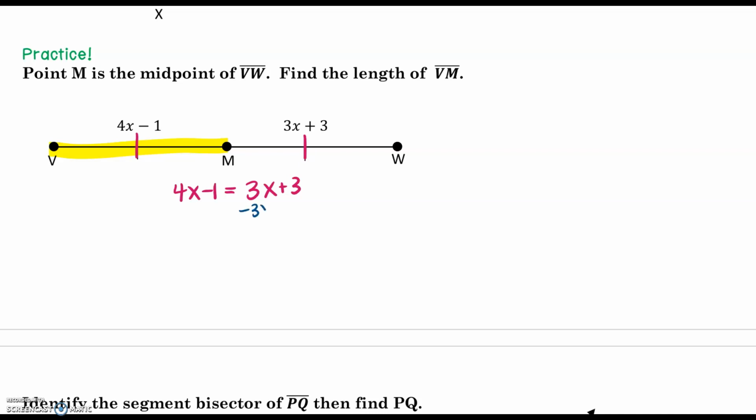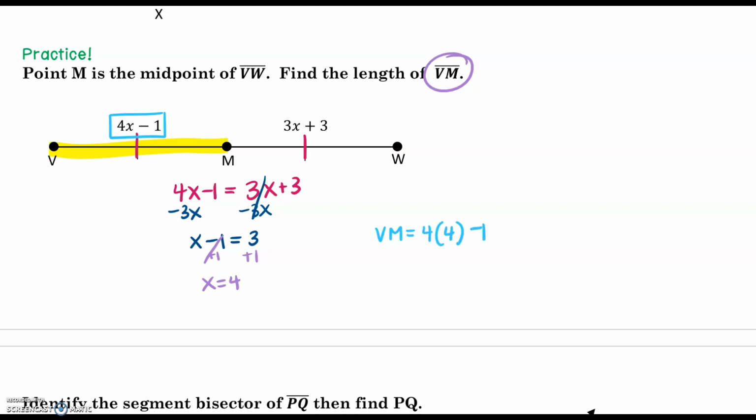We can subtract 3x from both sides. So we have x minus 1 is equal to 3. Then we can add 1 to both sides. So we get x is equal to 4. Now they didn't want us just to solve for x, they wanted us to solve for the length of VM. So what we're going to do is take x and plug it right into this expression. So VM is equal to 4 times 4 minus 1. The length of VM is equal to 16 minus 1, which is 15 units.